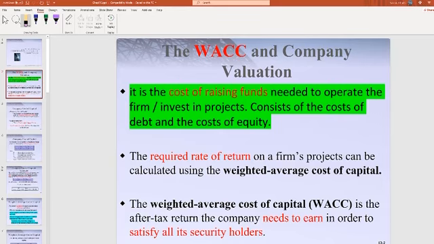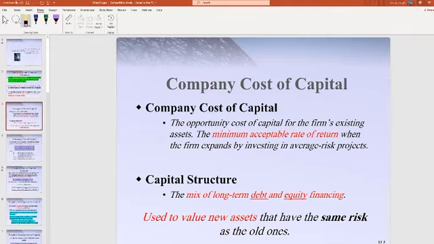Now the weighted average cost of capital is the after-tax return that the company needs to earn in order to satisfy all security holders. This is similar to what I said before. This is what we need to earn in order to pay bondholders, shareholders and banks. Okay, so here we're repeating the same idea. When we say WACC, we call it also the opportunity cost of capital for the firm's existing assets, and this represents the minimum acceptable rate of return when the firm expands by investing in an average risky project. Okay, so this is how much we should earn in order to cover our cost.